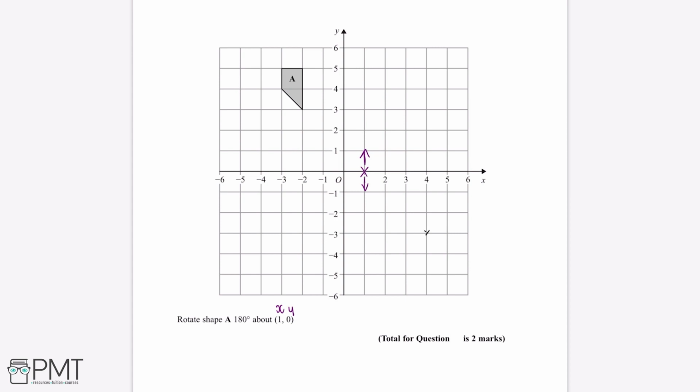And if we plot the 4 vertices of this shape, they should have the coordinates 4, -3, 5, -4, 5, -5 and 4, -5. So now the final thing we need to do is use a ruler to join up these coordinates. And this is what our final shape should look like. And this question's worth 2 marks, and we'll get both marks for drawing the correct shape with the correct coordinates.